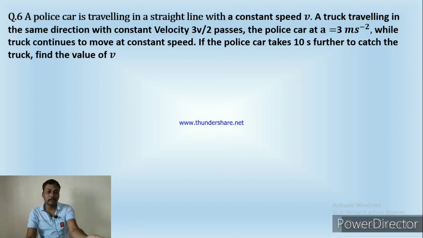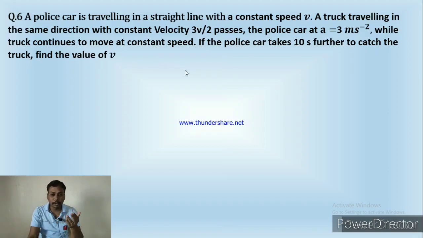In the last slide we see that t is equal to 0.3. That is not t, that is a. Here is the correct one: a is equal to 3 meter per second square, that is the acceleration of the car is 3, while the truck continues to move at a constant speed. If the police car takes 10 seconds further to catch the truck, find the value of v.